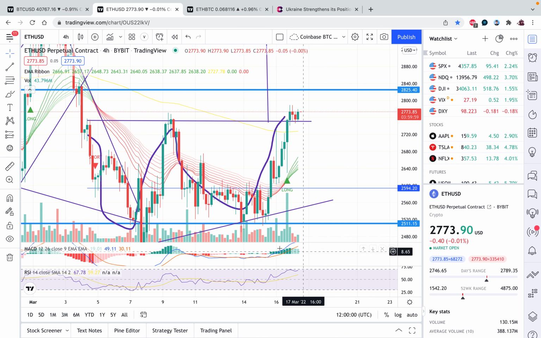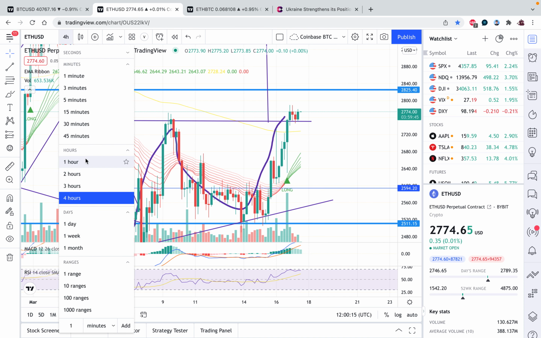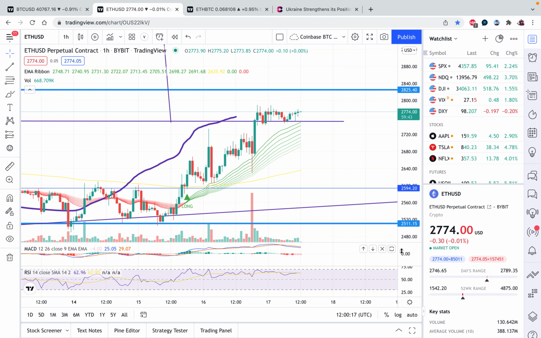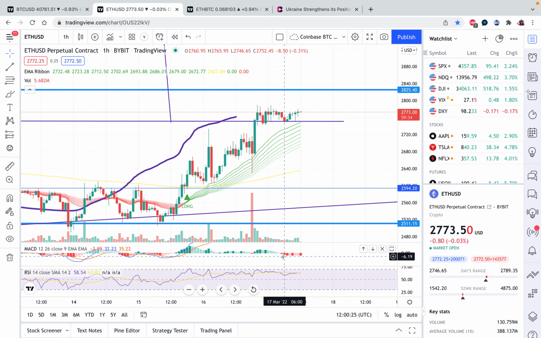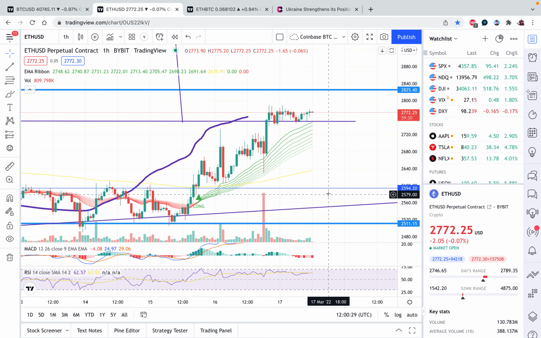On the MACD, we can also see slightly less strong price action on the histogram on the 4 hour, but in the 1 hour we can see the light red. Oh, it's just turned dark. Dark red again.